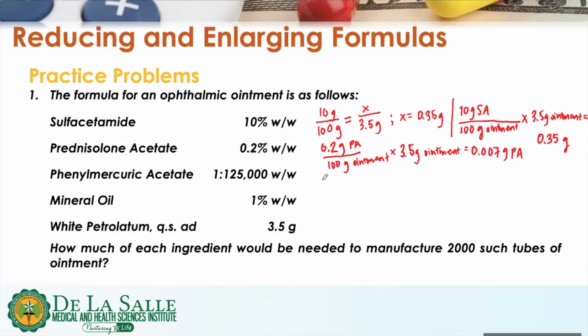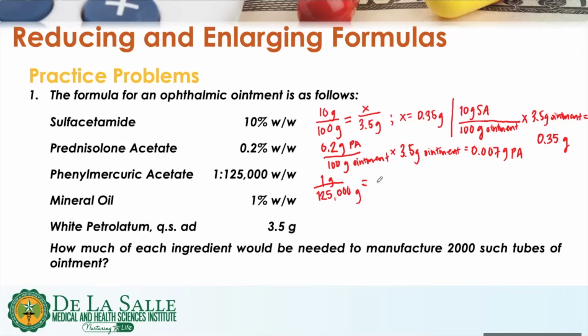Next, we have here a ratio strength of phenylmercuric acetate. Phenylmercuric acetate is used as an antimicrobial preservative for this particular preparation. Remember that 1 is to 125,000 weight in weight ratio strength basically means that 1 gram of phenylmercuric acetate is present in 125,000 grams of the ointment.